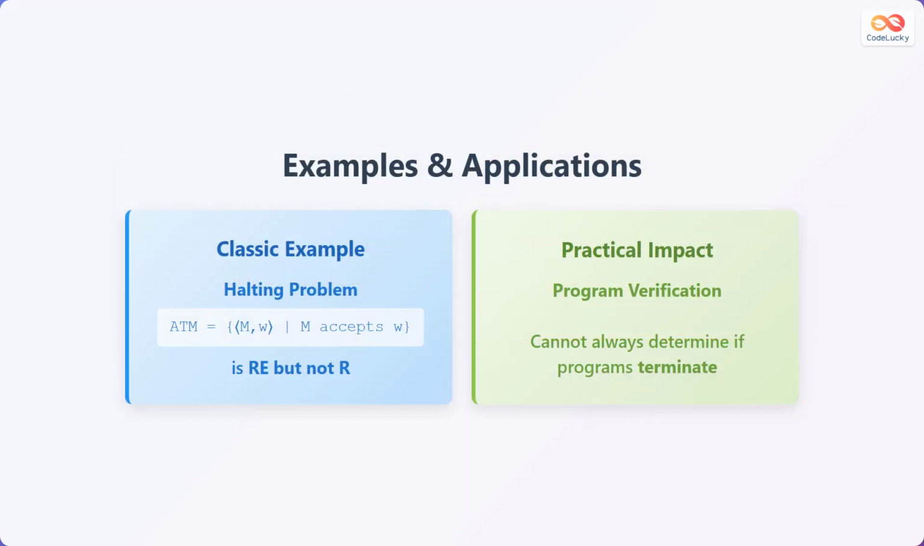A classic example of a recursively enumerable language is the halting problem. A_TM, which is the set of all Turing machines M and inputs w such that M accepts w, is RE but not recursive. This has practical implications for program verification. We cannot always determine if programs terminate. This is a fundamental limitation in computer science.